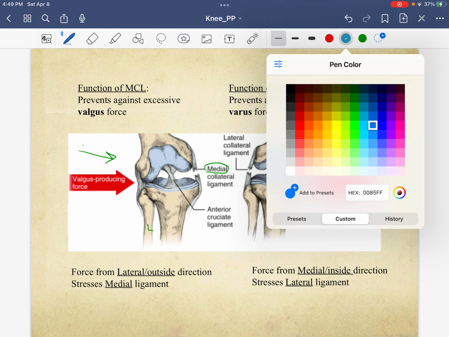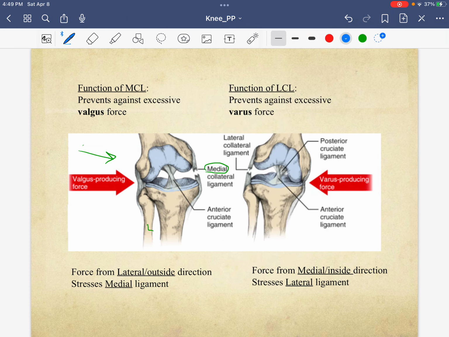On the other hand, we have the LCL, right? And the LCL prevents against excessive varus forces. This is a force in blue from the medial side, right? Isn't this the medial bone, the tibia? So a varus force will stretch the lateral collateral ligament. So whereas the MCL prevents against excessive valgus and rotational forces, the LCL prevents against excessive varus and rotational forces.